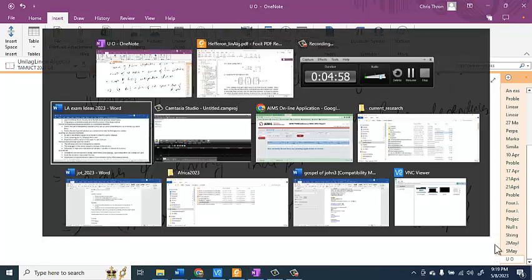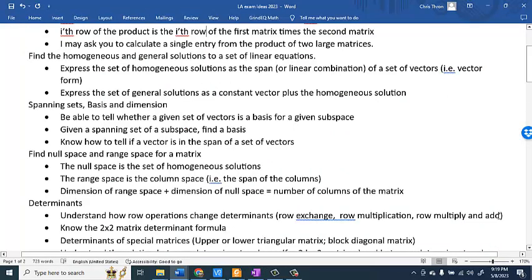Let's go back to our set here. That's one thing you should remember, and try to understand why that's true. Determinants: understand how row operations change determinants. What does a row exchange do to the determinant of a matrix? If you multiply one row, what does that do to the determinant? If you multiply one row and add it to an existing row, what does that do to the determinant of a matrix? You can find the answers in the book.